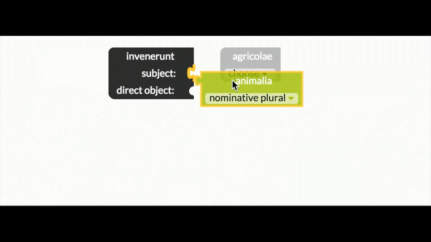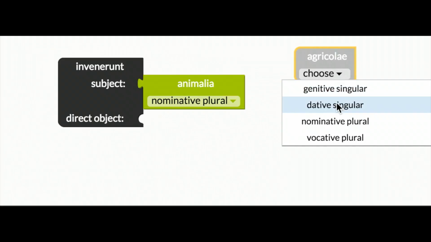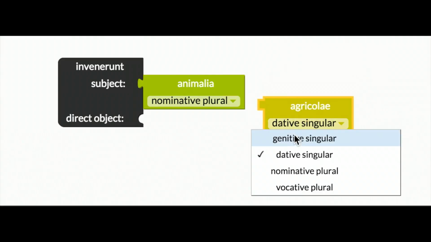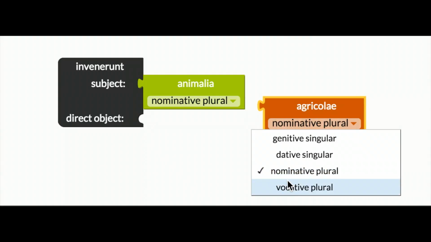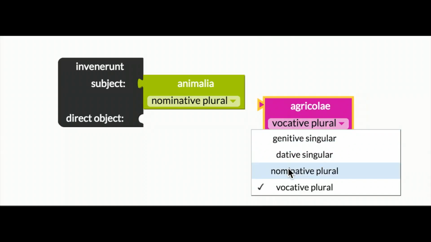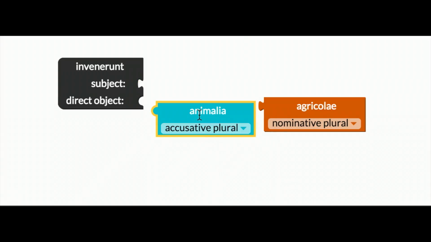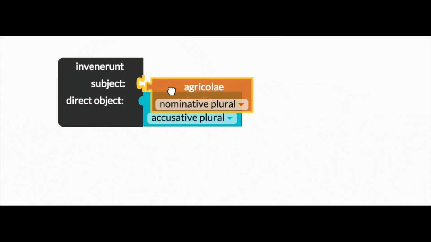The user, influenced by word order, is inclined to make animalia the nominative case, or the subject, binding it with invenerunt immediately. So that spot is taken. However, as the user plays with the roles of agricolae, she realizes that it cannot be the direct object. She is thus compelled to backtrack and change agricolae to be nominative, or in the subject role, and animalia to the accusative, or the direct object role.